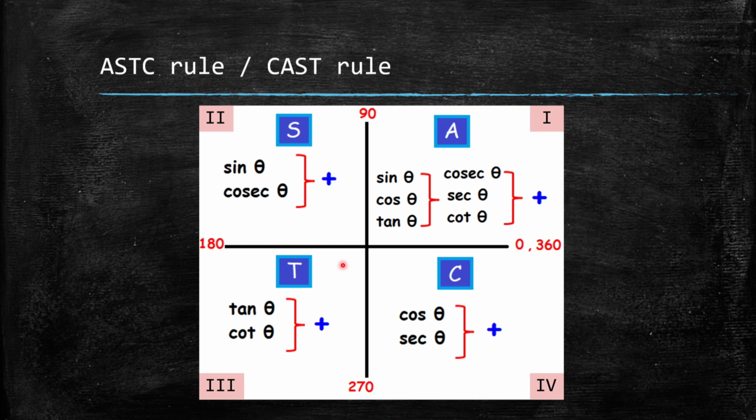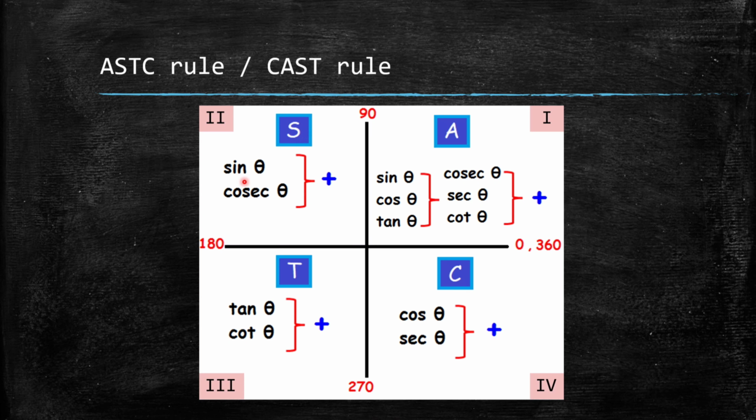So, while studying ASTC rule, we will get to know which trigonometric ratios are positive in a particular quadrant and which trigonometric ratios are negative in that particular quadrant. So, we'll see. If we go in the anti-clockwise direction, starting with the first quadrant: A, S, T and C, hence it is named as ASTC rule. Now, what does this A mean? A means all. That means all the trigonometric ratios are positive in the first quadrant.